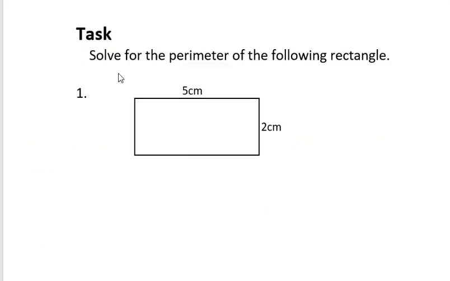We have a task: solve for the perimeter of the following rectangle. Okay, for this number one, we know that this part is equal to this, so these two parts are the same, and then these two parts are the same, right? So it means here is as well 5 cm and also we have 2 cm here. Okay, now what can we do? Let's use the formula, or either add them together, whatever will give us the answer.